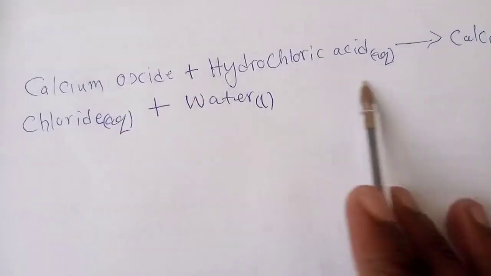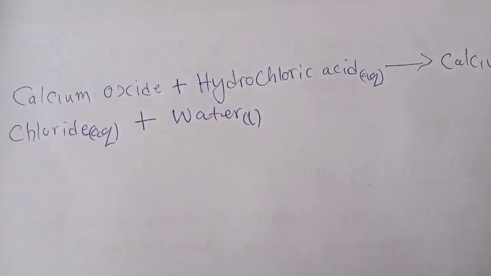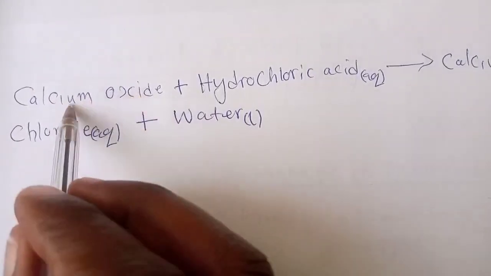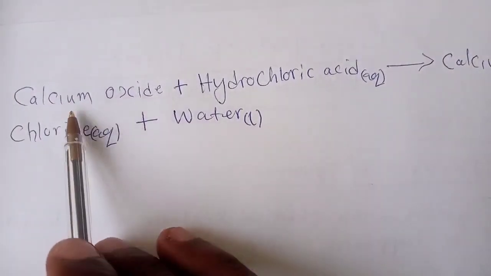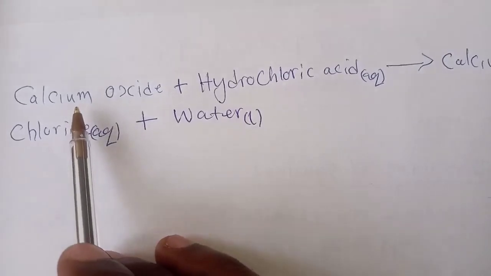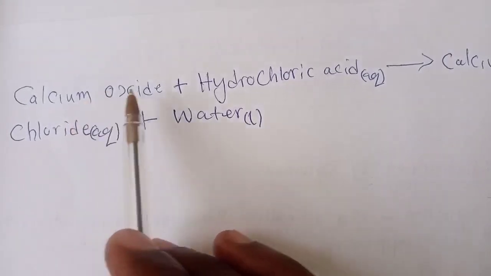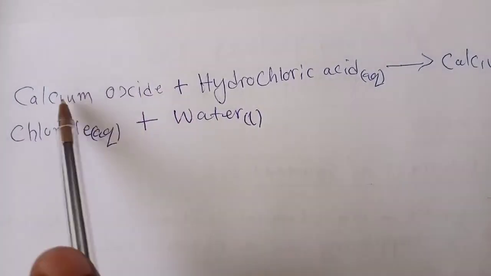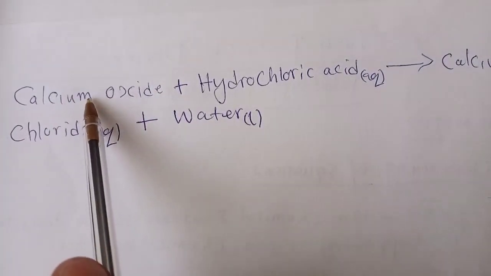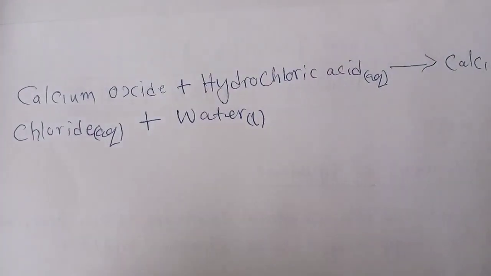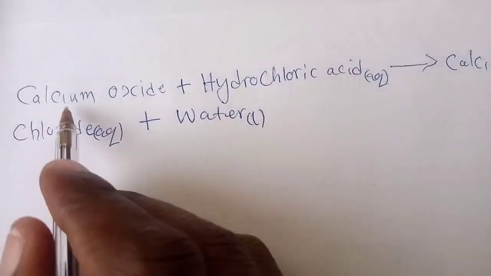So you need to know their symbols. Calcium oxide, calcium oxide. What you'll be doing now, you're not supposed to be writing their valence numbers. You need to be thinking their valence numbers.